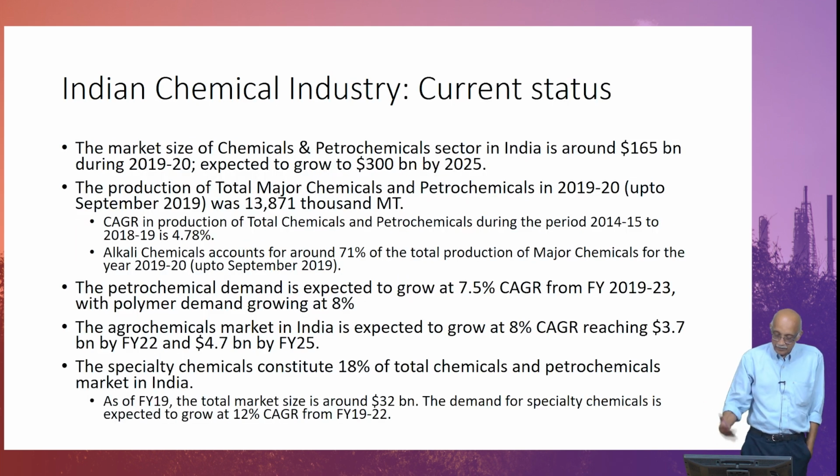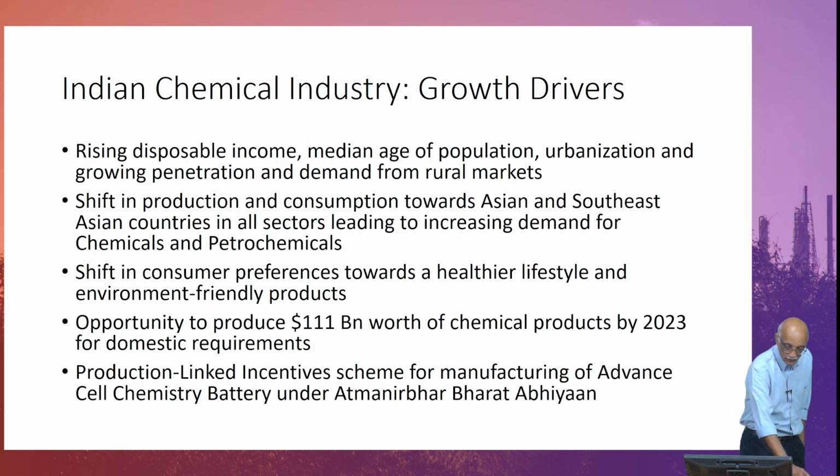So, market size again, chemicals and petrochemicals, $165 billion during 2019-20 should grow to $300 billion by 2025. Everything is growing, right? Petrochemicals is growing, agrochemicals is growing, specialty chemicals will also grow. So, it is a growth story all the way around.